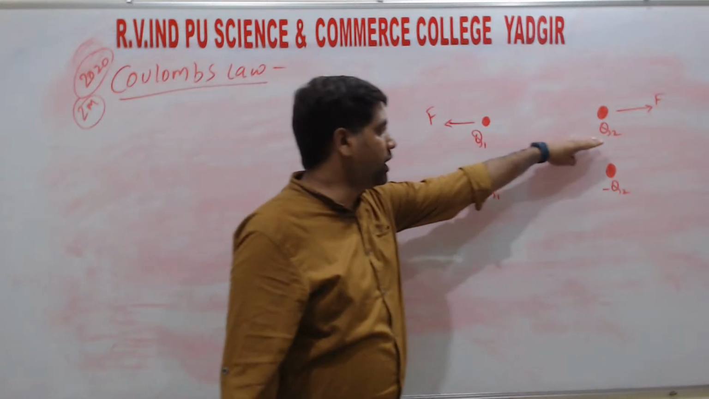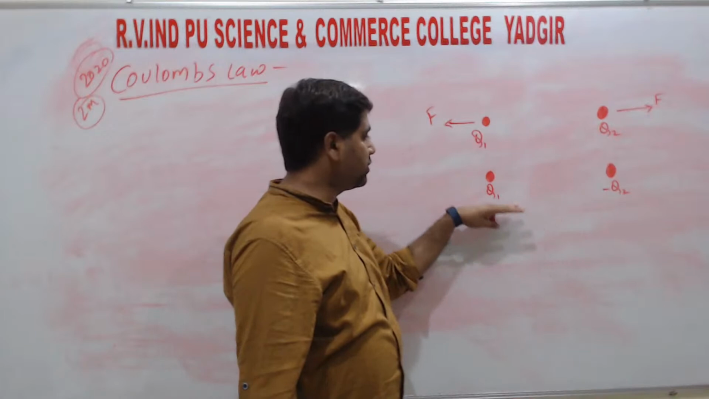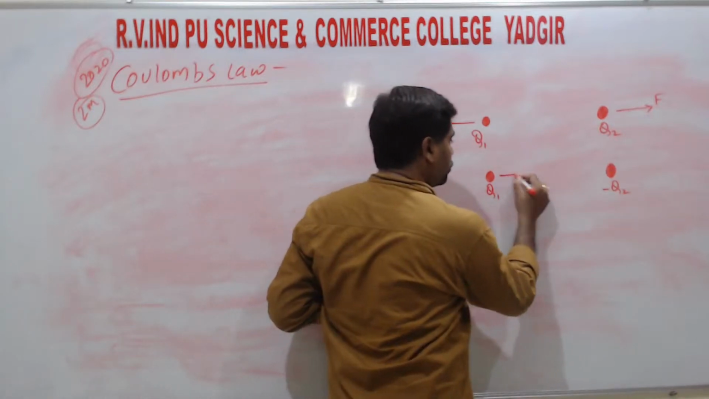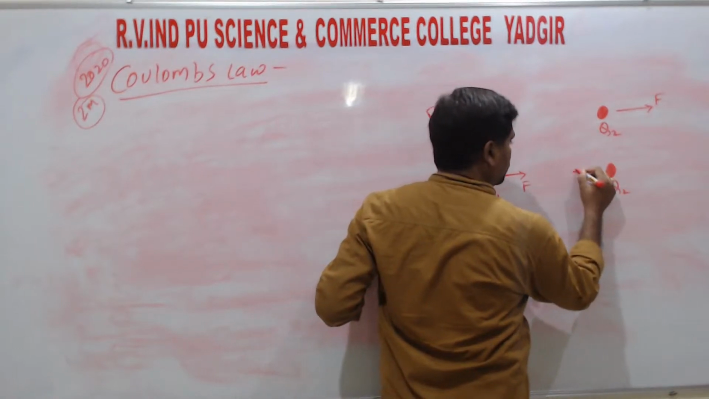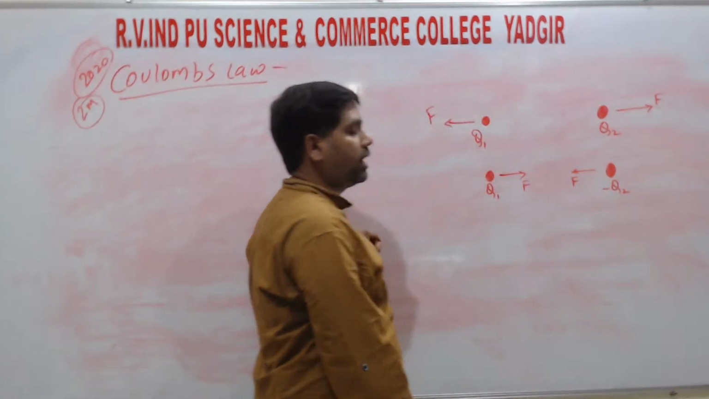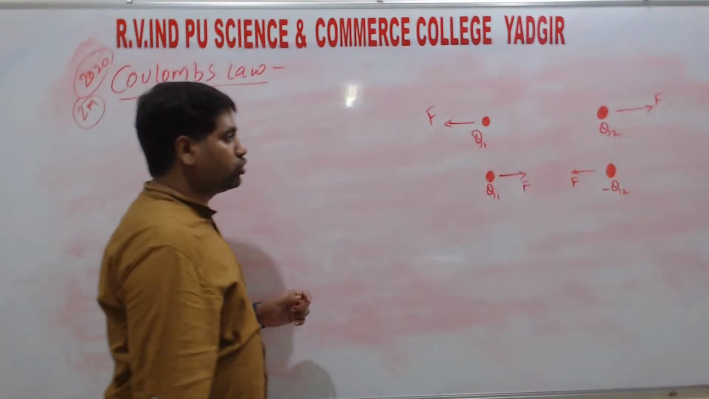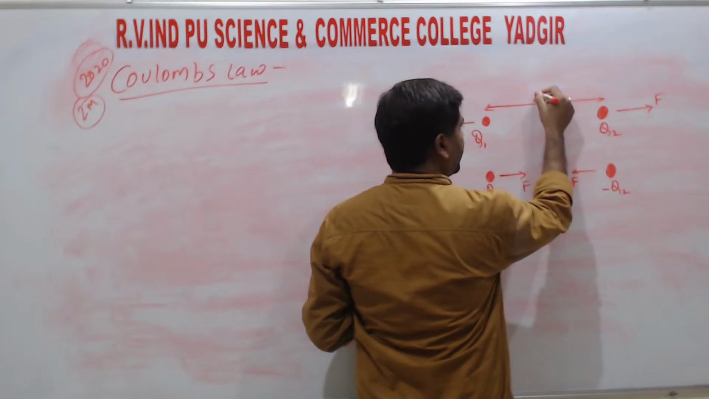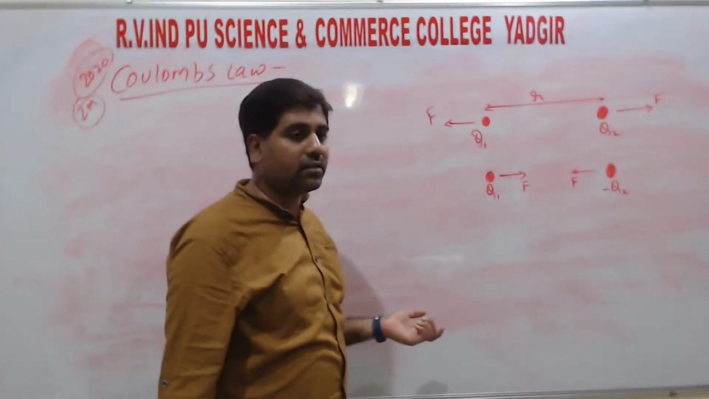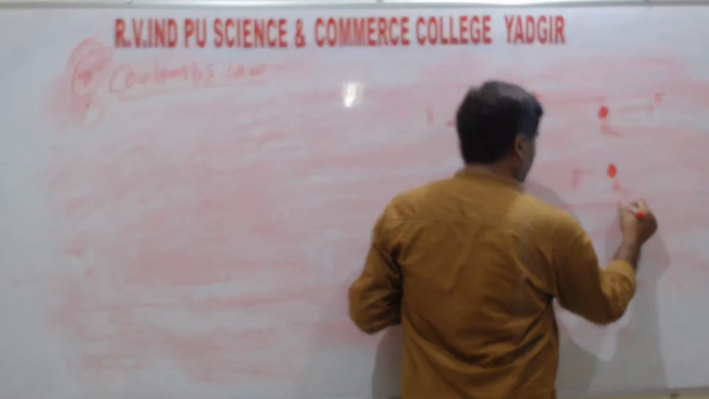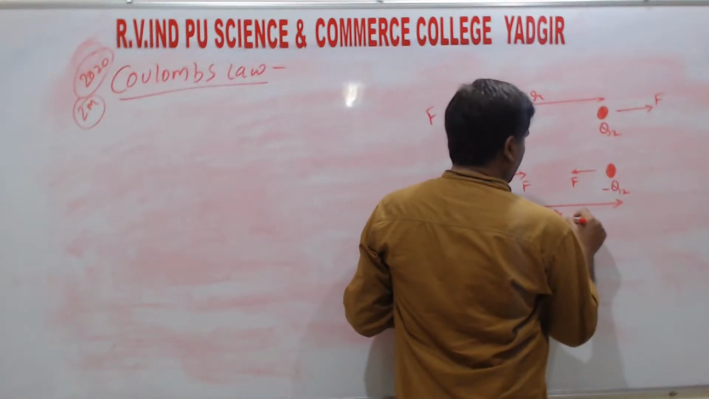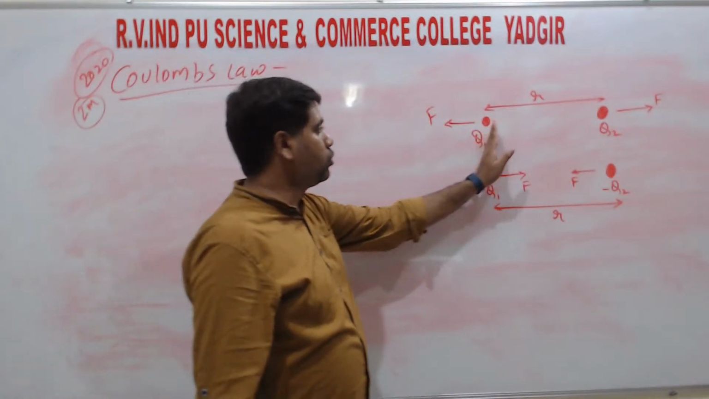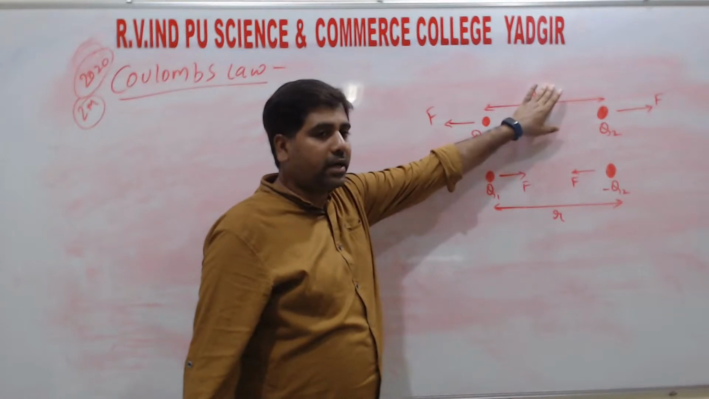So one is two similar charges, that is positive charges. In the second case, one is positive charge and another one is negative charge. So here there is a force of attraction between these two charges, right? Now these two charges are separated by a finite distance, or small distance, that is r. So here also the same r, right? Only these two cases are possible, that means two charges separated by a finite distance, right?